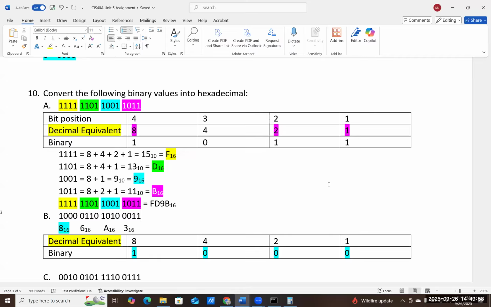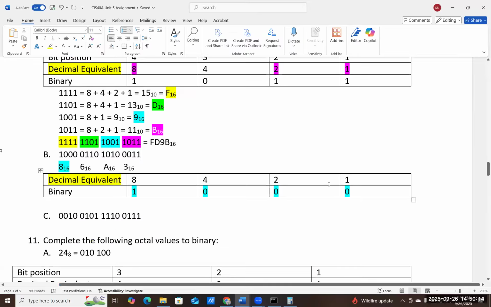So the takeaway in this: break it up into a nibble, or 4 bits, for each hex character, right? Subtraction when you go from hex to binary, and addition when you go in reverse, when you go from binary to hex. But for C, I didn't solve that, so you can use your calculator or you can do it yourself then.